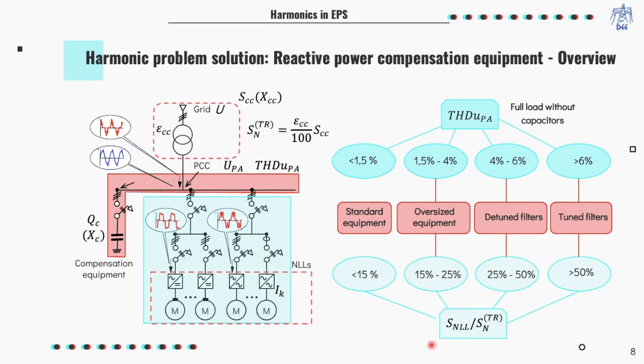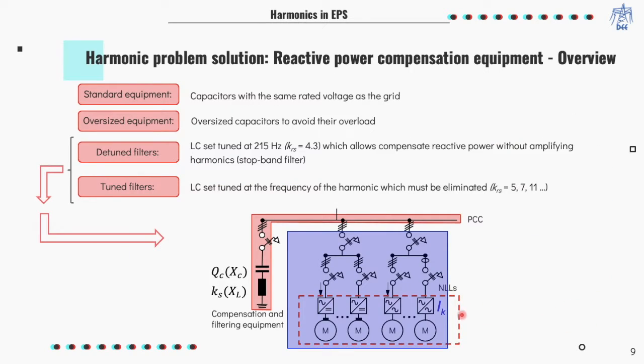In the case that measuring the total harmonic distortion of the voltage is not possible, a similar criterion can be applied from the ratio between the apparent power consumed by the nonlinear loads and the nominal power of the transformer in the installation. The standard equipment contains capacitors with the same rated voltage as the grid. Oversized equipment contains oversized capacitors to avoid their overload.